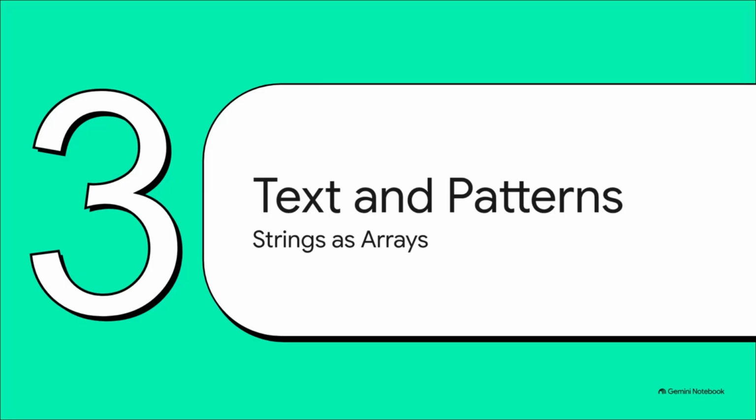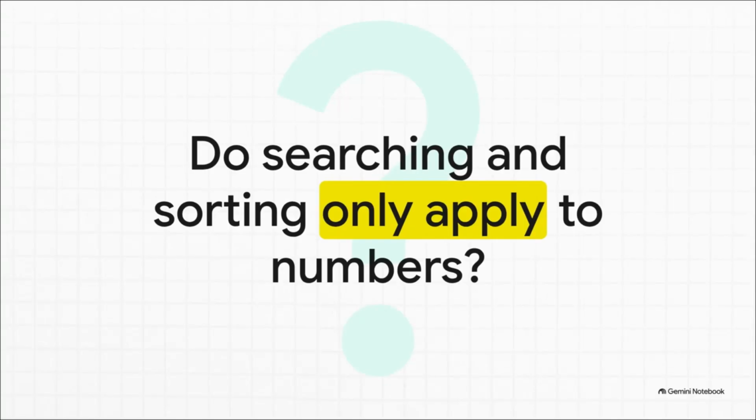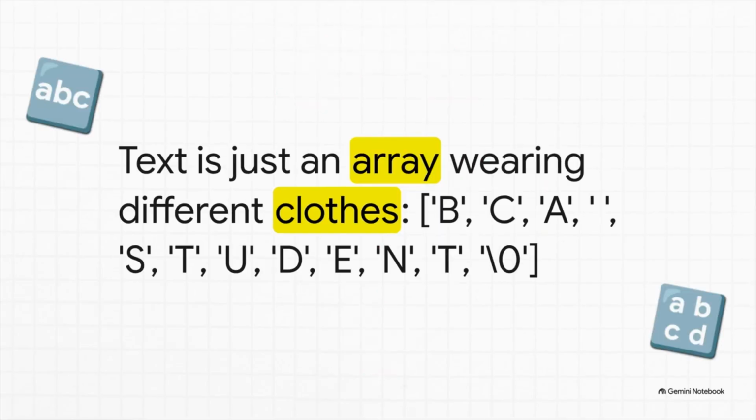All right, Section 3. Processing text in patterns, strings as arrays. Now that you've mastered numbers, you might be asking yourself, do these searching and sorting rules only apply to numbers? It's a great question, and the answer is absolutely not. Text, words, and sentences are essentially just arrays wearing different clothes. For example, take a look at the character array for the text BCA student. In C, a line of text is basically just a sequence of characters ending with a special null terminator. And because it's an array, we can scan it, search it, and manipulate it using the exact same logic we use for our marks array.